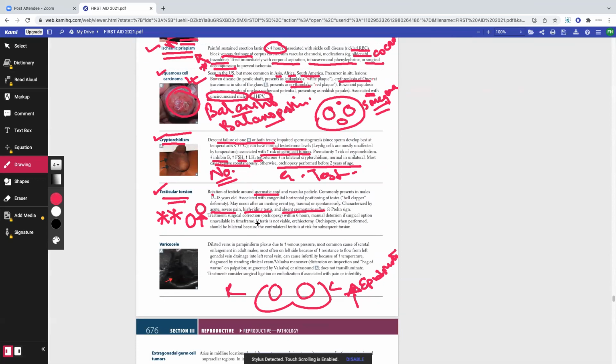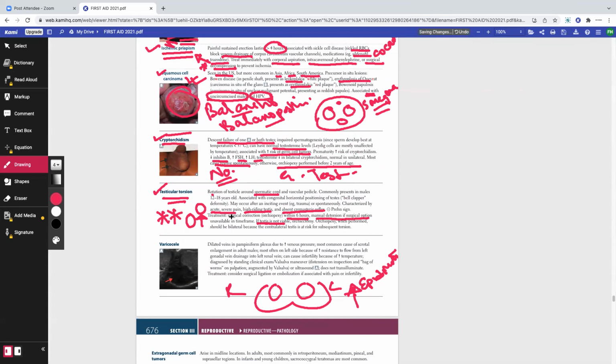As simple as that. With testicular torsion, the patients need to have the surgical correction within 6 hours, because after 6 hours there will be testicular necrosis. If we cannot fix the torsion, then we can do surgery.